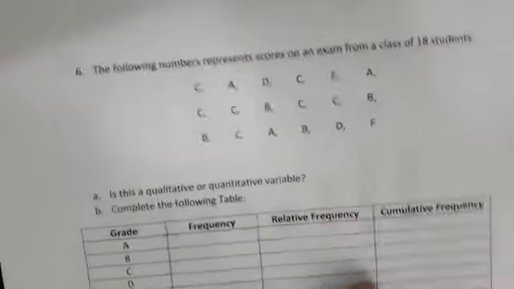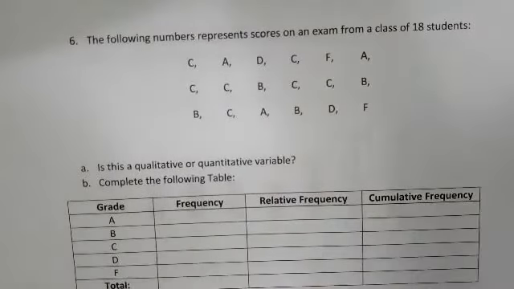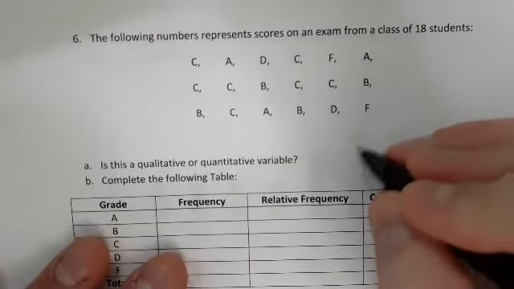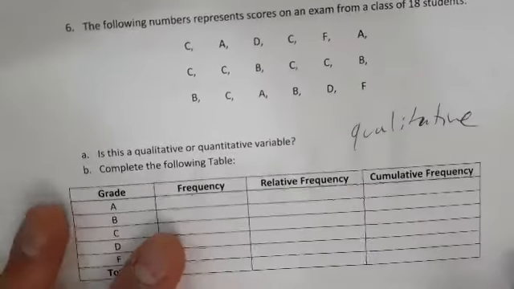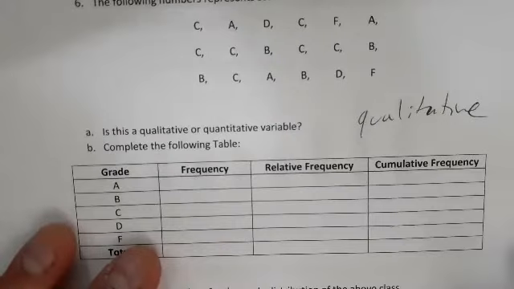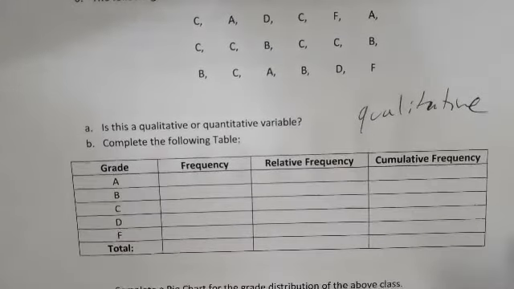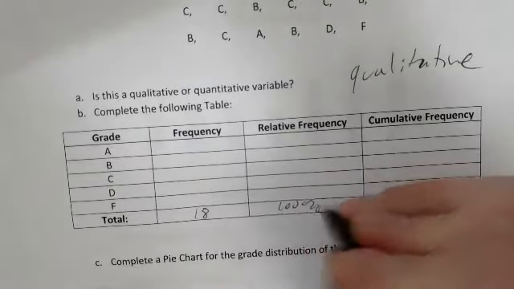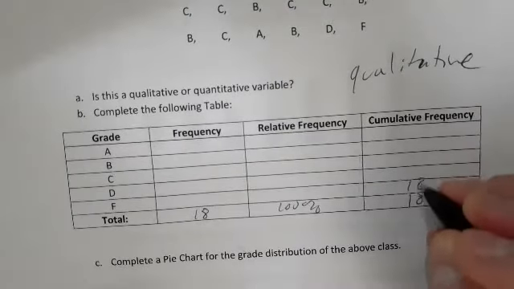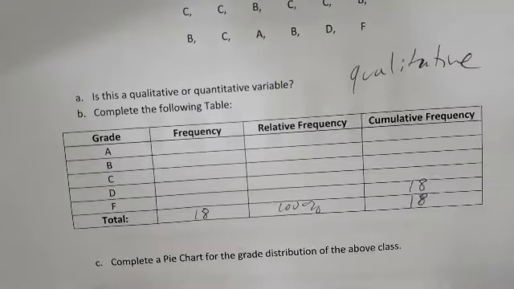Here we go again. But now we're getting the letter grades. 18 students. So if they give me a letter grade, it's not a number. This is just qualitative. And if they're giving me 18 students, I know this is 18. I know this is 100%. And I know this is 18. And this would also be 18 right above it.